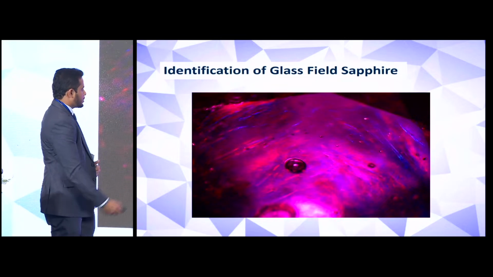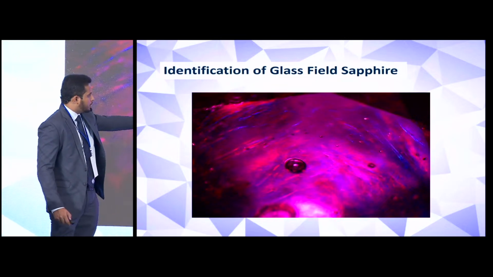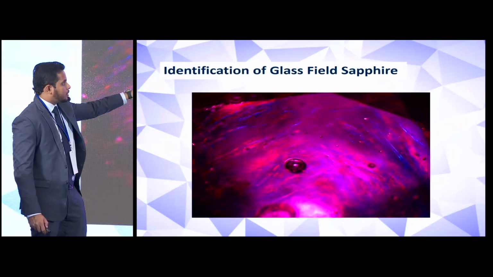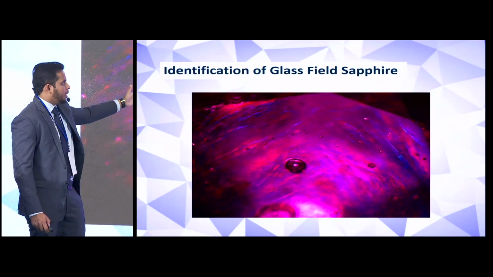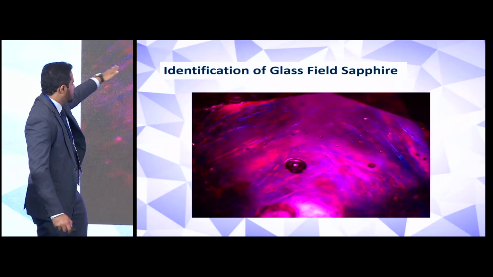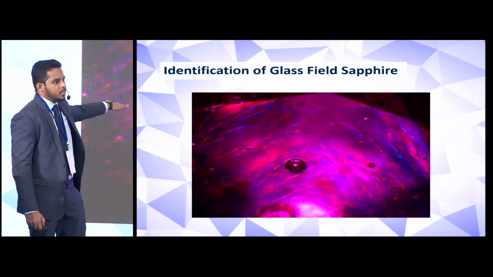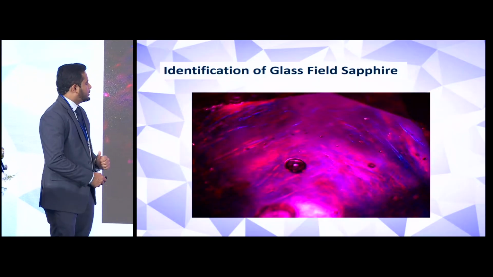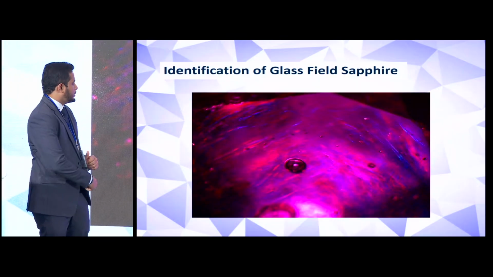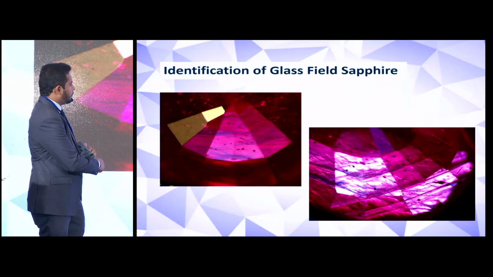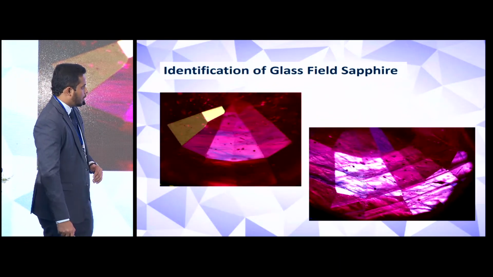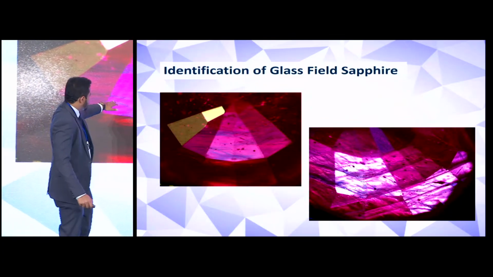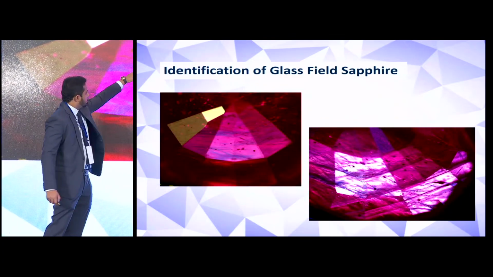Again, some pictures. See, you have gas bubbles, bigger gas bubbles, and this stone is originally a red or pink color stone, but there are areas which are blue. Those are the areas which are filled with glass. Again, a few more pictures of inclusions. The same thing. See, these areas are filled with glass.